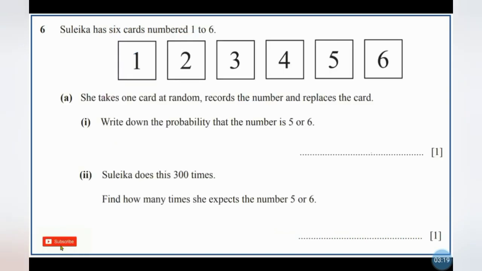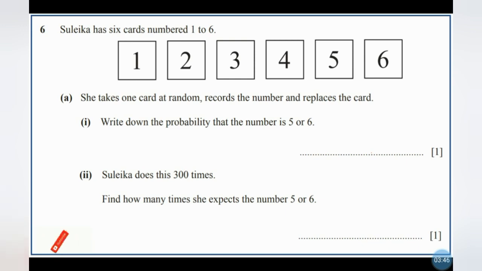Let's move on to question number 6. So Leica has 6 cards, numbered 1 to 6. So I have 1, 2, 3, 4, 5, 6. She takes one card at random, records the number and replaces the card. Write down the probability that the number is 5 or 6. Okay? So 5 or 6.